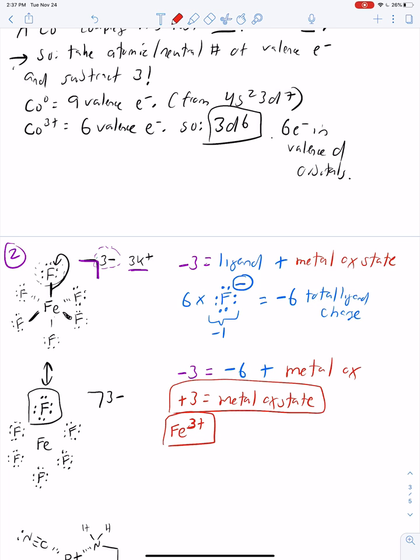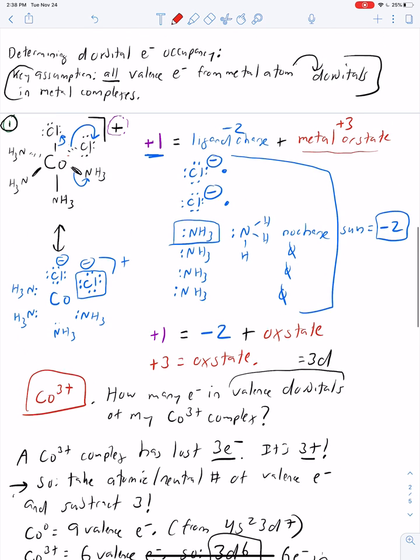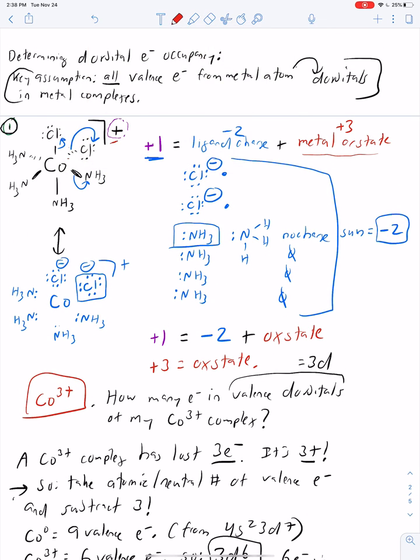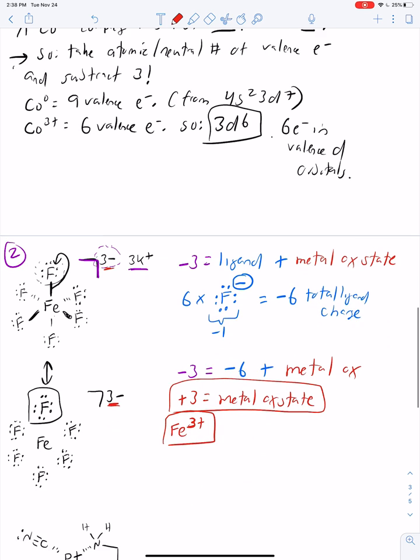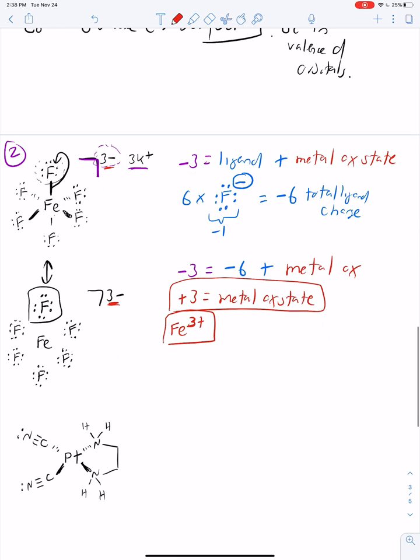So the cool thing is, this is a complex with an overall charge of 3- with a metal 3+ in the middle. Before, I had a complex with an overall charge of plus, but it also had a metal 3+ in the middle. And it's because the ligands are different that I get those different answers. All right. I can then do the same thing where I can figure out the number of d electrons.